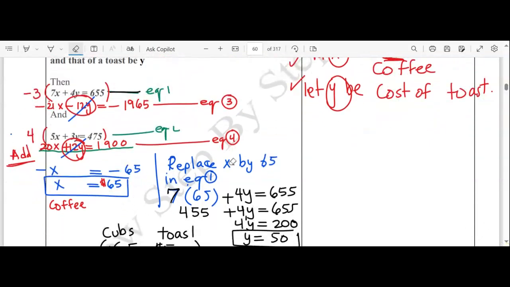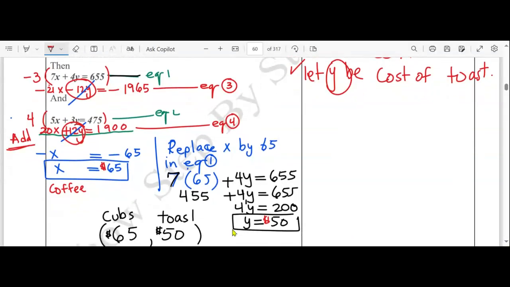Now I have to replace x by 65 in equation 1 to get how much the toast is. So the toast costs how much? $50. Very expensive, right? So the coffee cups, how much do they cost? $65. And the toast, how much does it cost? $50. So that's maybe in Hilton.